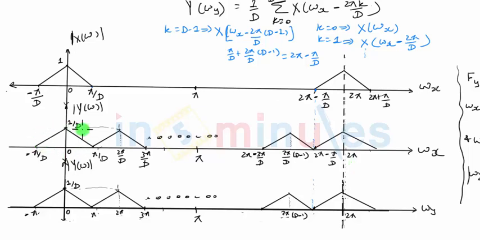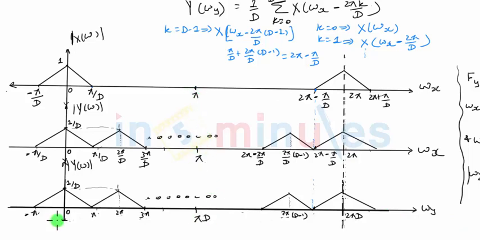So you can see the first spectrum that was between minus pi by d to plus pi by d is now present between minus pi to plus pi. The second spectrum that was from pi by d to 3 pi by d is now present from pi to 3 pi. And so on. The last spectrum, which was present around 2 pi by d into d minus 1, will now be present around 2 pi into d minus 1. And the new spectrum, which was around 2 pi, will now be present around 2 pi into d, because we have multiplied the entire omega x axis by d. So this point pi will now be pi into d.